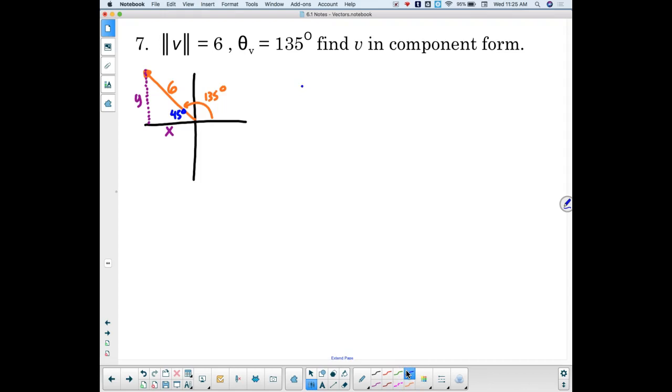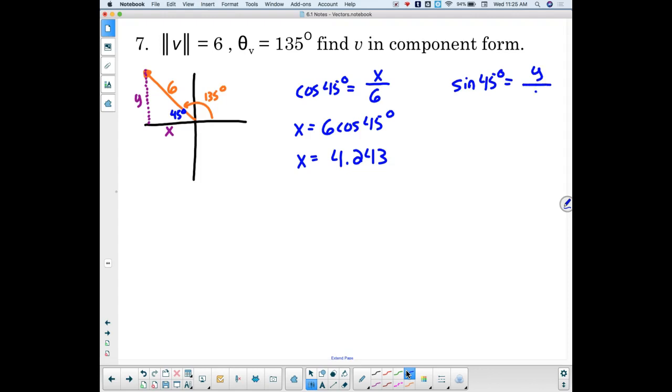So the cosine of 45 degrees is going to be the adjacent side, which is x, over 6. So x then is going to equal 6 times the cosine of 45 degrees. Anybody? 4.243. The sine of 45 degrees is going to be the opposite side, y, over 6. Oops. So y is going to equal 6 times the sine of 45 degrees. So y is going to be 4.243. Right? What?